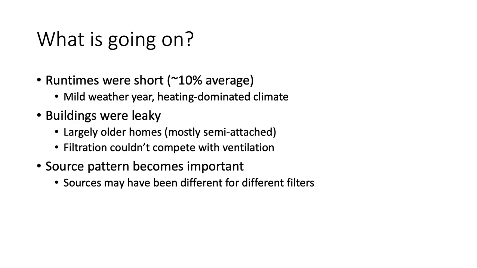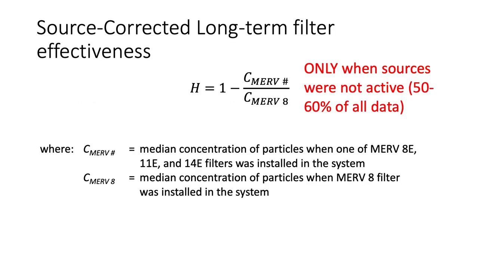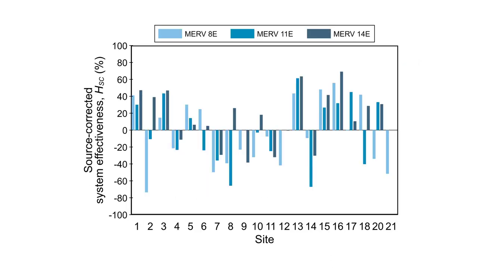And one of the things we're a little bit worried about is whether different sources were present with the different filters. That's definitely a possibility if indoor sources are important, as they were in many of our homes. So we calculated that effectiveness metric again, but this time we only considered the period of time when sources were not at all active. We got rid of close to half of our data in most of these homes, because that's when our source detection algorithm said a source was active. So really we are trying to compare non-source-affected periods just to be sure that that wasn't an issue. And the data get a little bit better, but you still see the same sort of pattern.